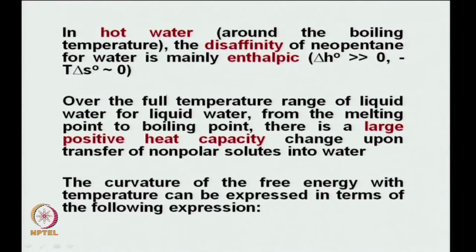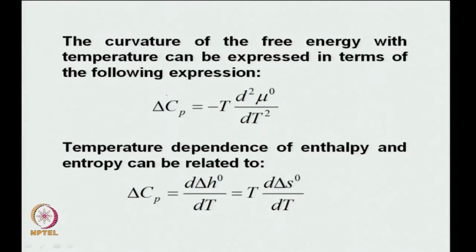So, over the full temperature range of liquid water, from the melting point to boiling point, there is a large positive heat capacity change. And how do you know that? How do you know there is a large positive heat capacity change? We will come to that in the next slide. And next point, the curvature of the free energy with temperature can be expressed in terms of the following expression. The delta Cp, this can be derived, is minus T d2 mu 0 over dT squared. So, the curvature is always given by the second derivative.